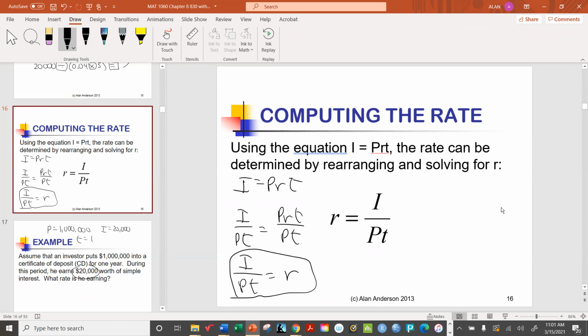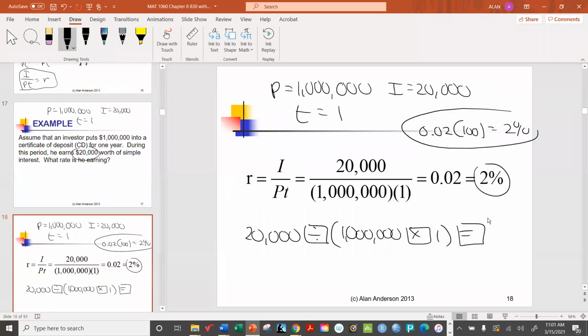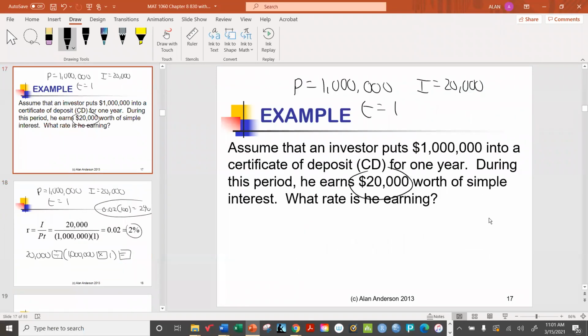All right, let's see how that works. Suppose an investor puts $1 million into a CD. Now remember, a CD is a special type of bank account where you must leave the money there for a fixed length of time in order to earn a higher rate of interest. So let's say that we buy a one-year CD for $1 million, and we're told that when the year's over, we'll have earned $20,000 worth of simple interest. It's only 1 year, so T is 1.